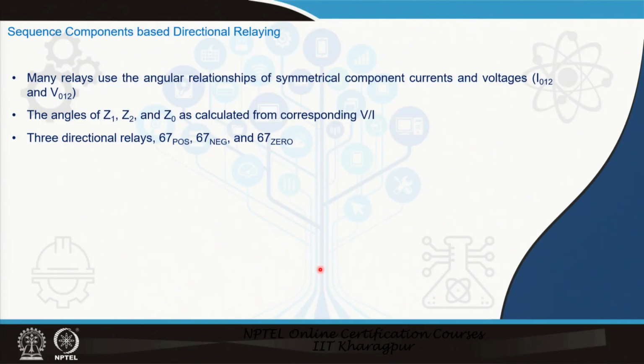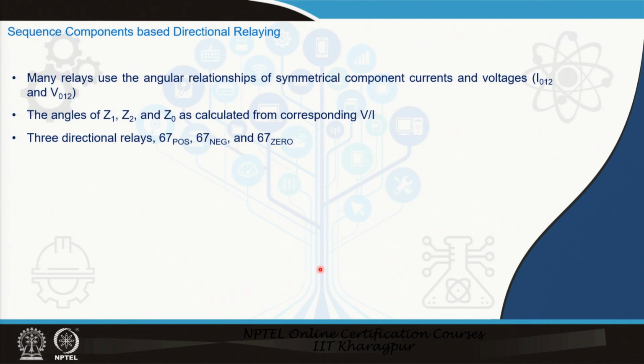Last class we discussed about how sequence components can also be useful for obtaining the direction of fault. Modern relays use the angle information of voltage and current phasors to decide on direction of fault. Some relays use the impedance, positive sequence, negative sequence and zero sequence obtained from the corresponding voltage and current phasors.